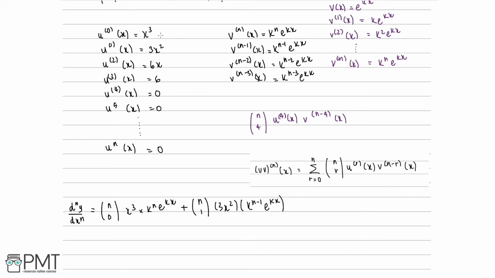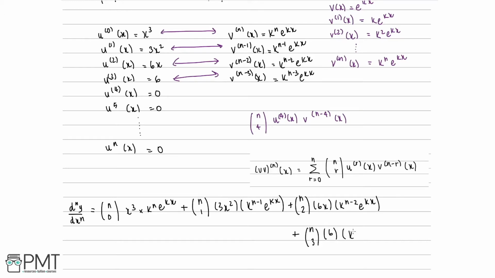Notice in my working out, I've actually lined up the functions together so that they would be multiplied by the function directly opposite it. So my second derivative of u will be multiplied by my n minus second derivative of v. So we have n choose 2 multiplied by 6x multiplied by k to the power of n minus 2 e to the power of kx. And finally, our last term will be n choose 3 multiplied by 6 multiplied by k to the power of n minus 2 e to the power of kx.